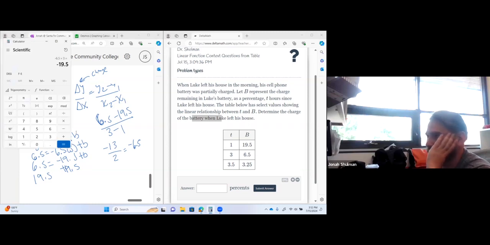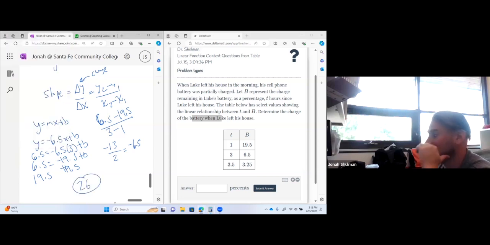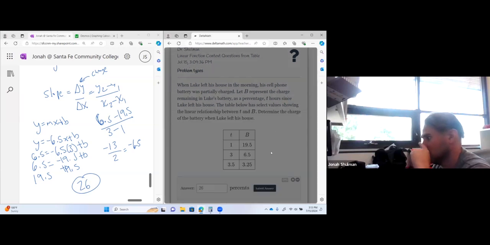And that's it. We just got to do 19.5 plus 6.5, and that's your final answer. He had a 26 charge when he left. You could plot these all on a graph and see it, but either way, it's 26% charged his phone.